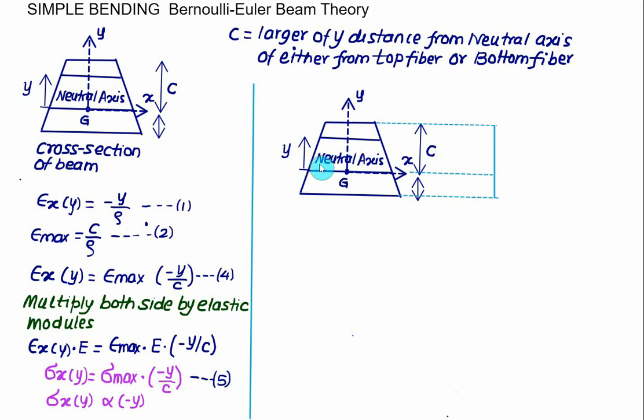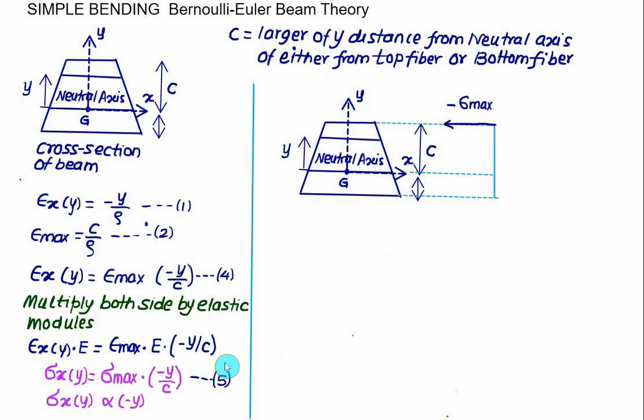So we'll use the same cross section here. If I put the value of y equal to c, in that case I will get the value of sigma x equal to sigma max, but with a negative sign. So we have a reference line here, and from this reference line we have compressive stress. Compressive stress will be shown on the leftward side. So we'll mark this value, and this value will be the same as the negative value of sigma maximum.